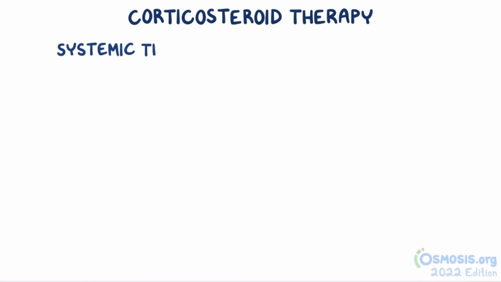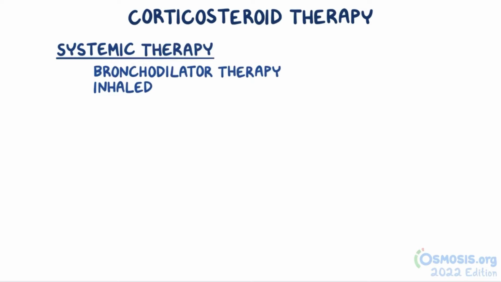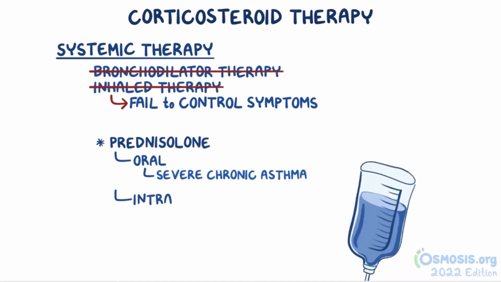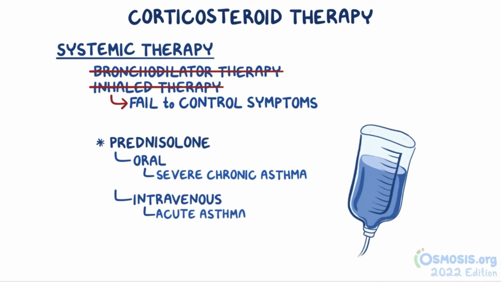Systemic corticosteroid therapy is usually given when bronchodilator therapy and inhaled corticosteroid therapy fail to control the symptoms. In general, prednisolone is the medication of choice. Oral prednisolone is used to treat the symptoms of severe chronic asthma, while intravenous prednisolone is used in acute asthma attacks.